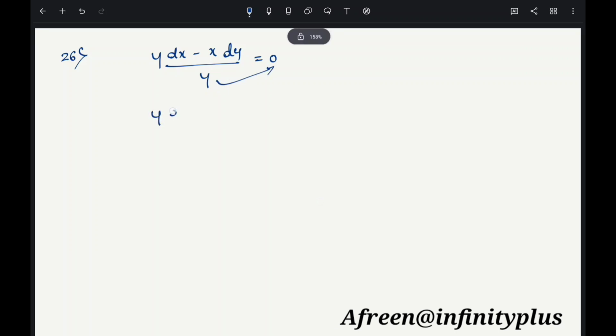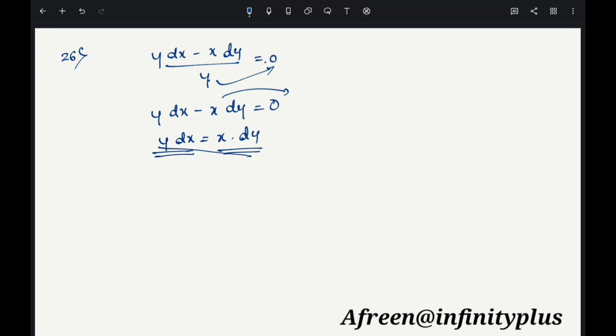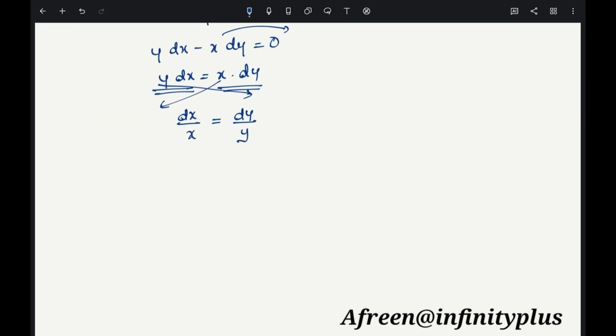What will you get? You will get y into dx minus x into dy is equal to 0 into y, which will be 0. Now send any of the terms to the other side. So you will get y into dx is equal to x into dy. Now you can observe that it has been reduced into variable separable form. So send this y to the denominator here and this x to the denominator on this side. So you will get dx divided by x is equal to dy divided by y. Now each variable has been separated on either side, meaning x terms are on the LHS and y terms are on the RHS. So you will get the integration easily.